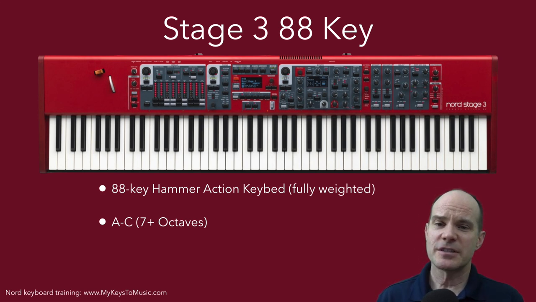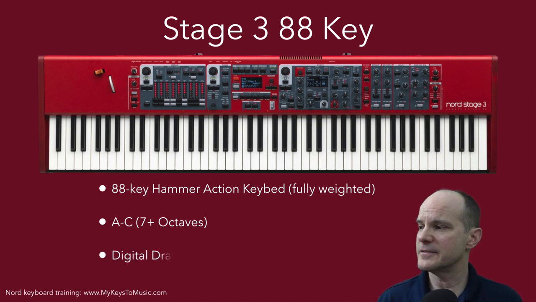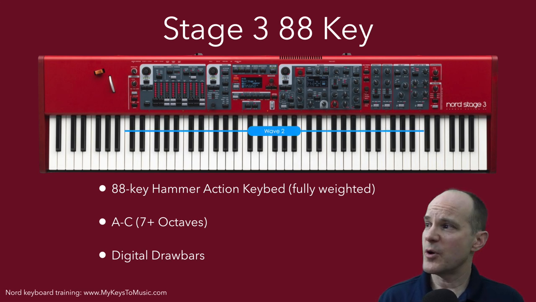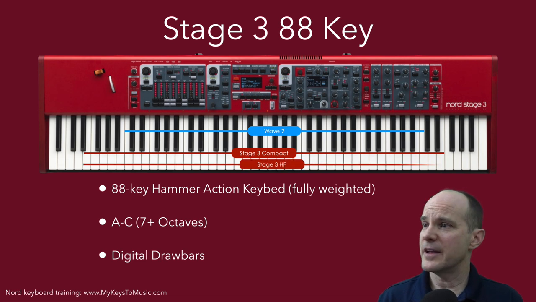The key configuration goes like a traditional piano, starting on a low A all the way to a high C. It's got 7+ octaves. It does have the digital drawbars. Here's a Wave 2 superimposed on an 88 key. You can see there's a big difference there between the number of keys and how much you get access to. There's the Stage 3 Compact. There's the Stage 3 HP sitting on top of that. But even the difference between an HP and the 88 key is notable.